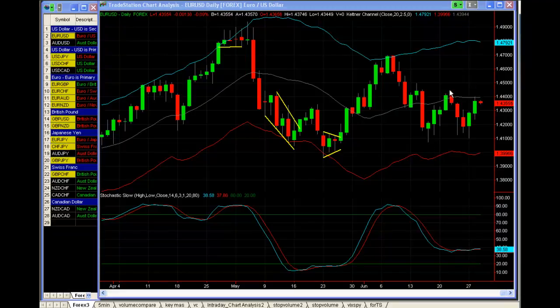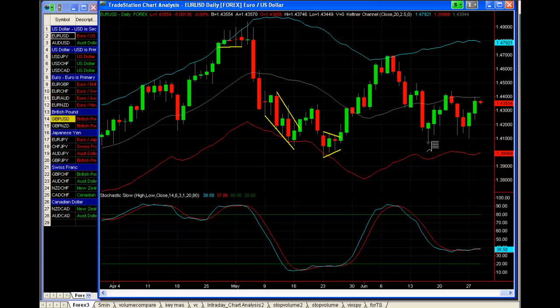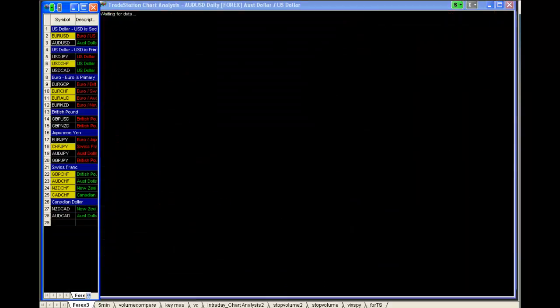Could be setting up a little A, B, C pattern. If we can throw up the Fibonacci levels, we could look something like this. And you could see the resistance would come in here if we were to break this moving average up here at 44.73. Here's the Aussie dollar.